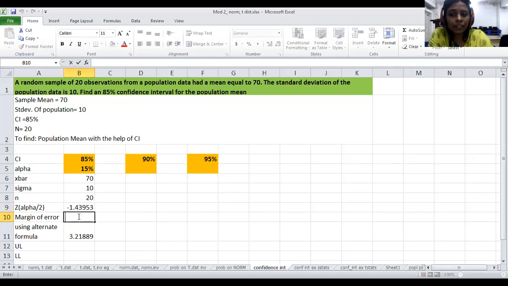Now, once you get this value, the margin of error calculation will come into the picture. So this is just one portion: the absolute value of z alpha by 2 into your population standard deviation by square root n. So we have just calculated z alpha by 2. We need to multiply this value with our population standard deviation by square root of n. Okay. So how do you write the absolute of z alpha by 2? There is a formula called ABS.